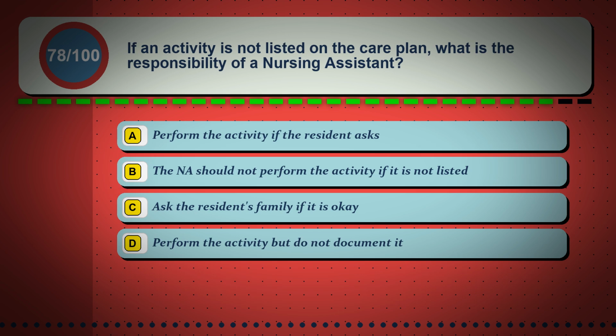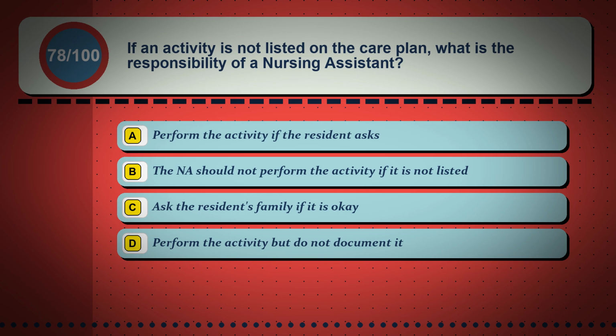Question 78. If an activity is not listed on the care plan, what is the responsibility of a nursing assistant? Option A, perform the activity if the resident asks. Option B, the NA should not perform the activity if it is not listed. Option C, ask the resident's family if it is okay. Option D, perform the activity but do not document it.